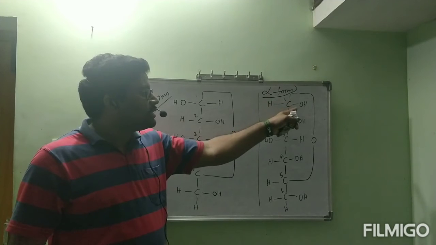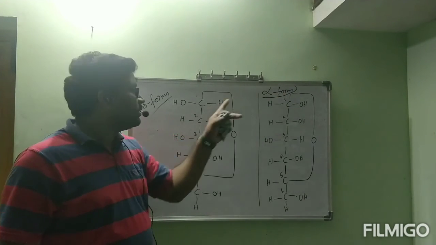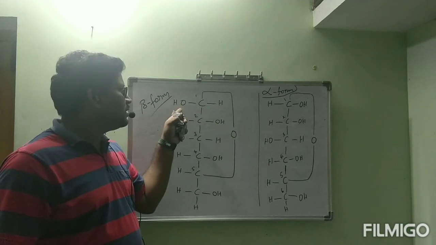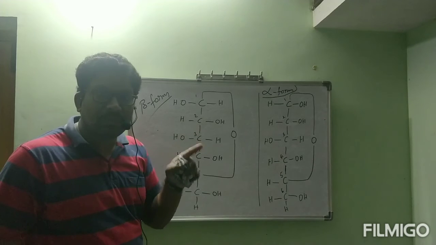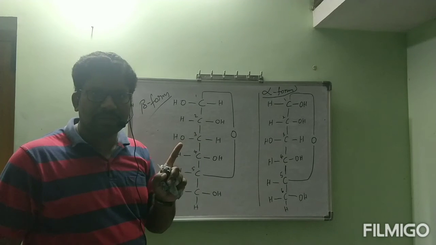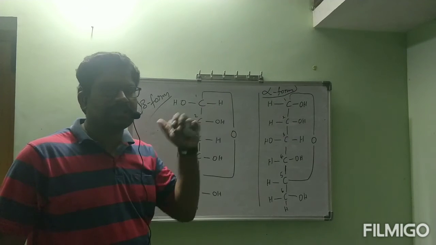If OH on first carbon is present on right side, that is called alpha form. If OH on first carbon is present on left side, we will get beta form. On first carbon, we will get OH in closed chain structure only. On first carbon, we will have aldehyde group in open chain structure.